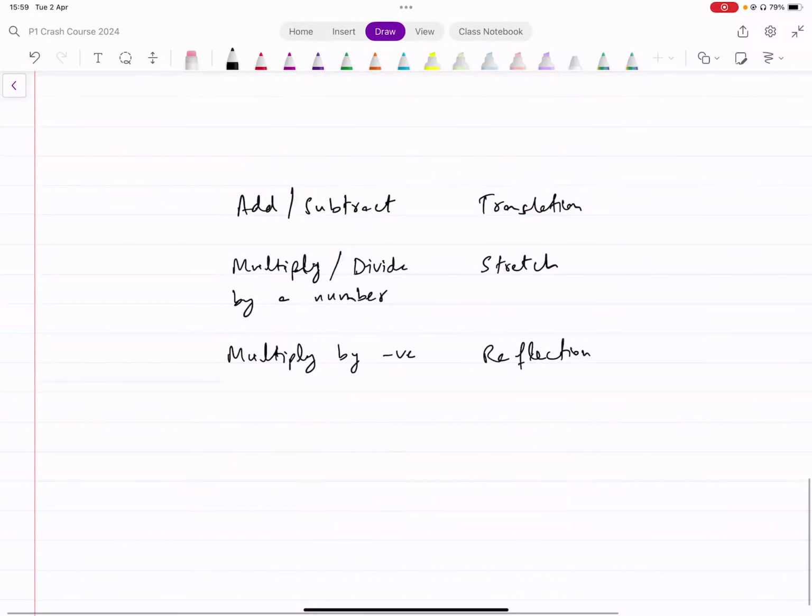All right. And then we talked about horizontal transformation is when something changes inside the function. Vertical transformation is when something changes outside the function. So these are three different transformations that you can have, either vertical or horizontal.